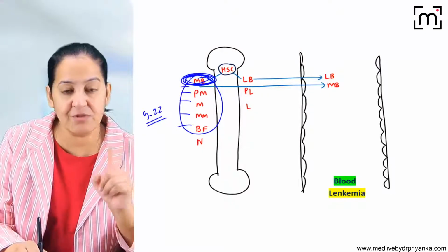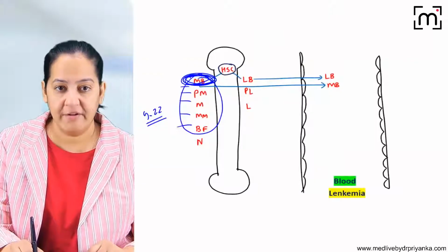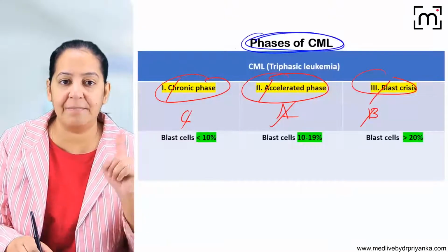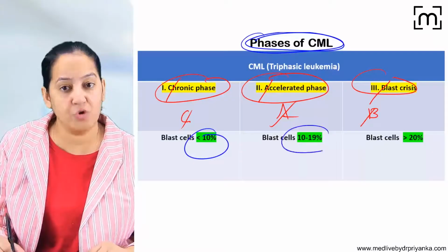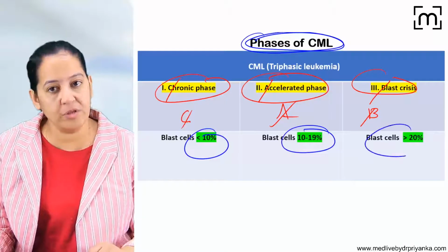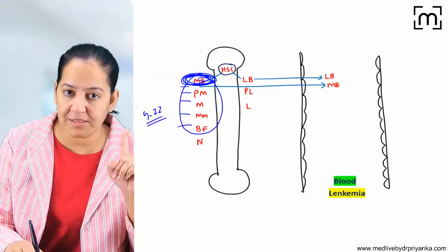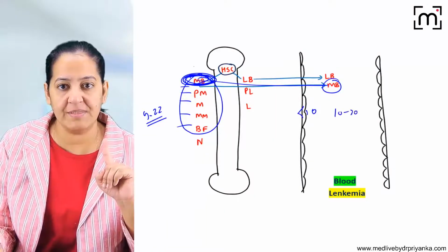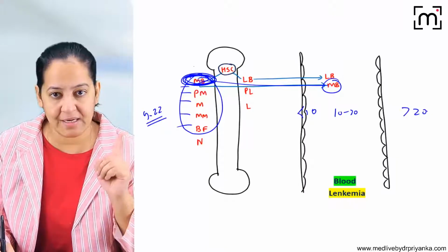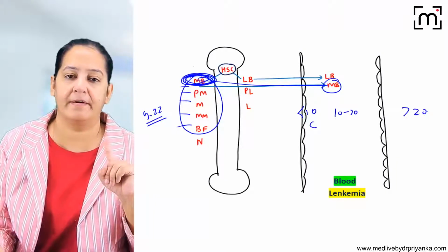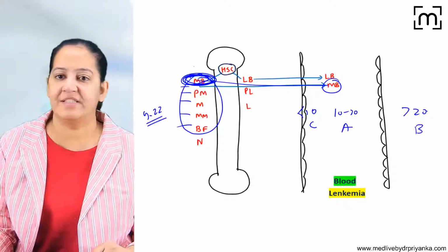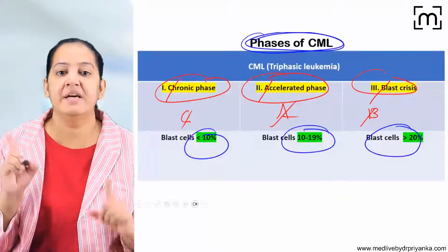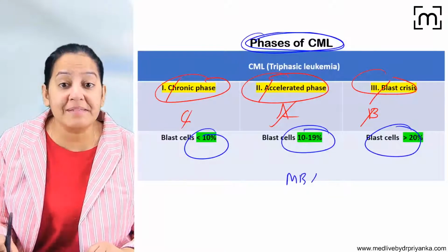So tell me the percentage of the myeloblast which is coming in the blood. If the myeloblasts are less than 10%, it's chronic phase. If it is 10 to 20%, it's accelerated phase, and more than 20%, it's blast. So the myeloblast is coming in the blood, but what's the percentage? Less than 10 is chronic, 10 to 20 is accelerated, and more than 20 is blast. So that decides the phase. So phase depends on the myeloblast percentage.